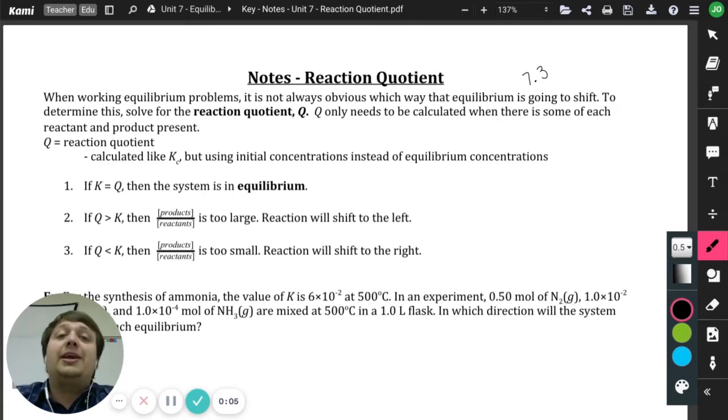So, today we are going to be continuing our Unit 7 notes on equilibrium. Now, for today, we're actually going to cover what is called reaction quotient. All right. You do need to make sure you've got a calculator today again. So, make sure you've got that, and we're going to go ahead and get started.